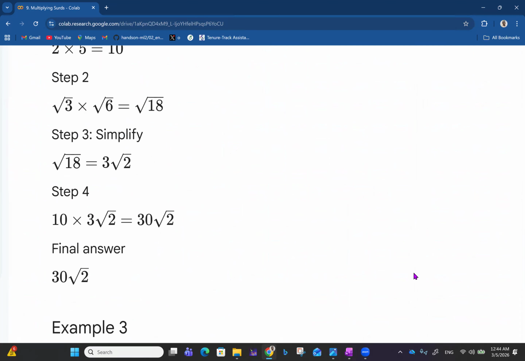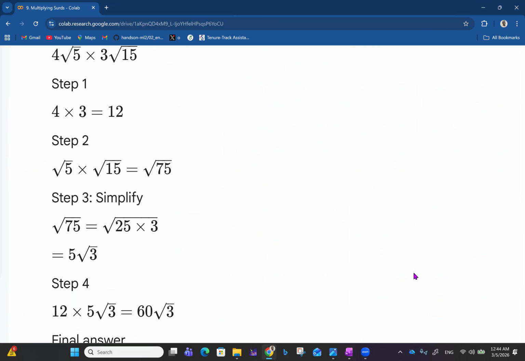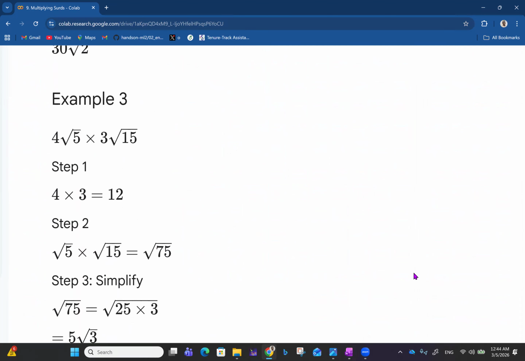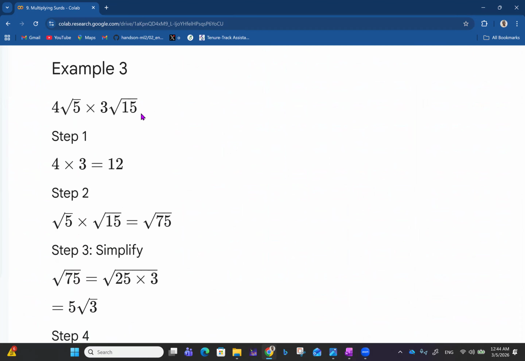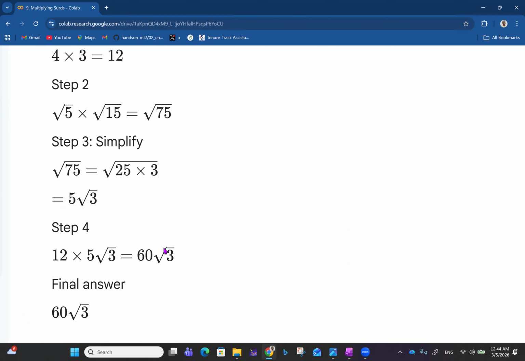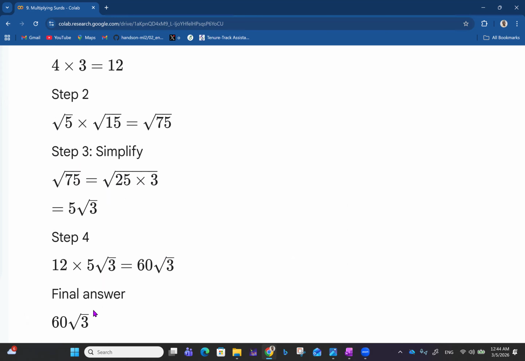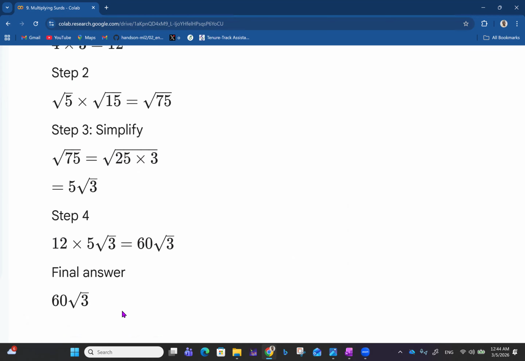So example 3. Now we have 4 root 5 times 3 root 15. Again, 4 times 3 is 12. Root 5 times root 15 is root 75. A perfect square can be factored out of 75, which is 25. The square root of 25 is 5. So you have 5 root 3. So 5 root 3 times 12, that's 12 times 5 root 3, which is 60 root 3, and that is the answer.